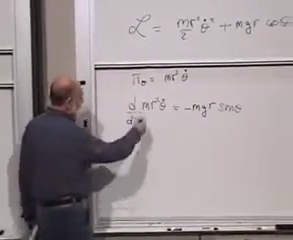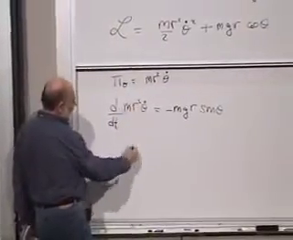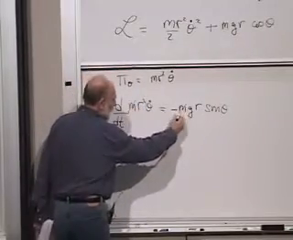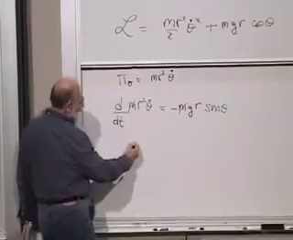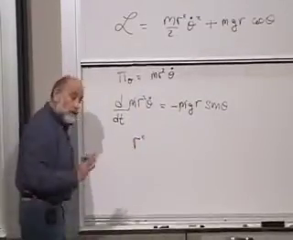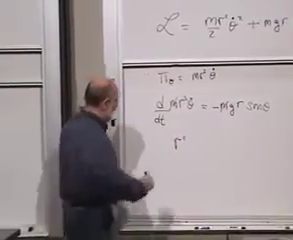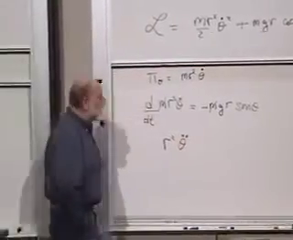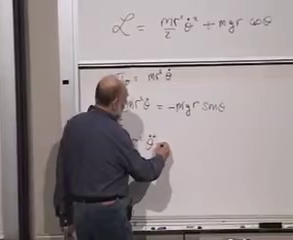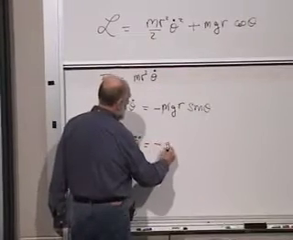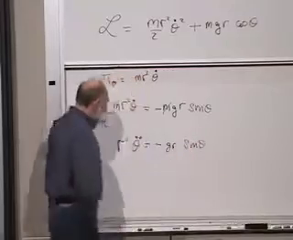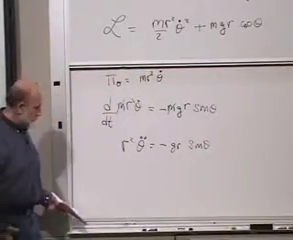Or we can just write this, we can cancel out the masses, of course, and then we can write this as r squared. Remember, r is just a number, it doesn't vary in the problem, times theta double dot, the angular acceleration, is equal to minus gr times sine theta. This can be stuck on a computer.